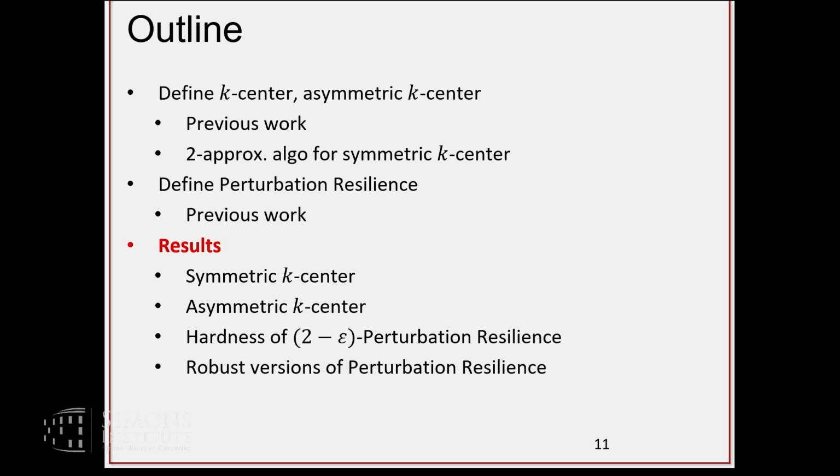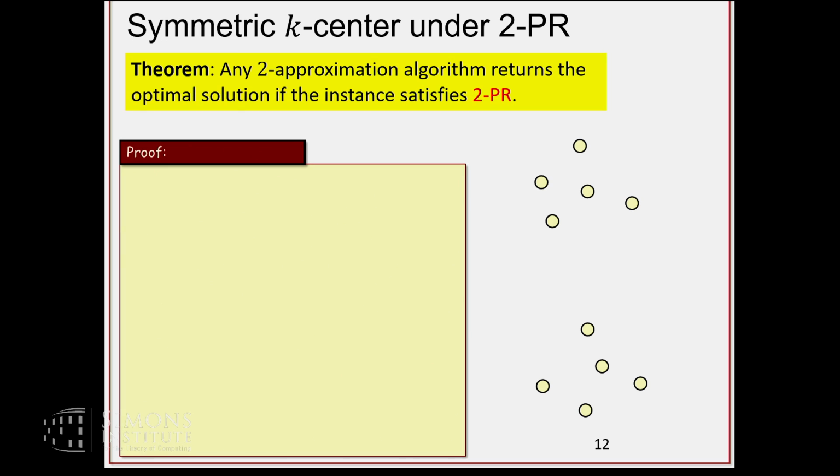Yep? Is there some sense in which the approximation factor and perturbation stability should be connected, should be related for problems like k-center or k-median? That's a very good question, and it leads to my next slide. But, okay, so for k-center, we actually have a nice theorem, which I'll explain. But in general, that's a very good question, and we're still trying to figure out the relation for problems in general.